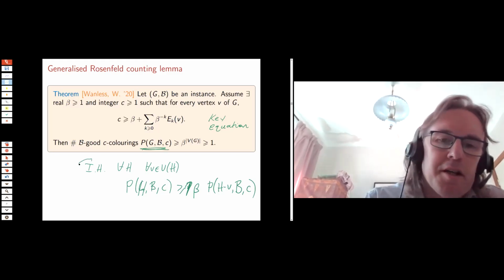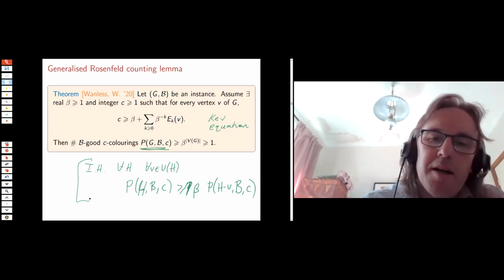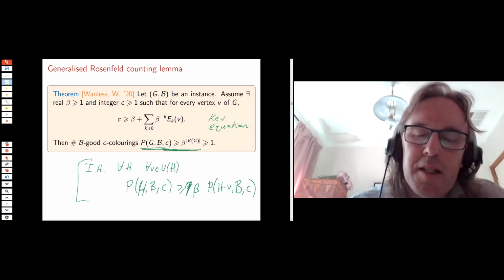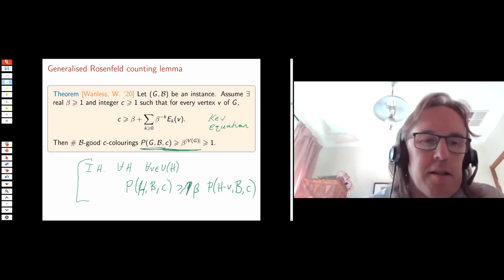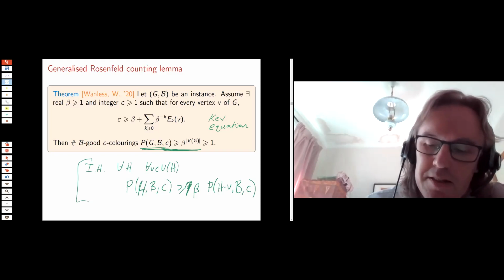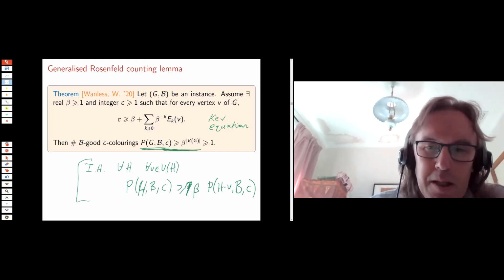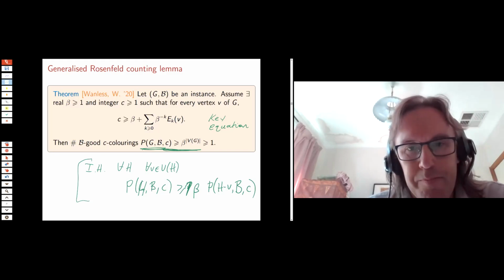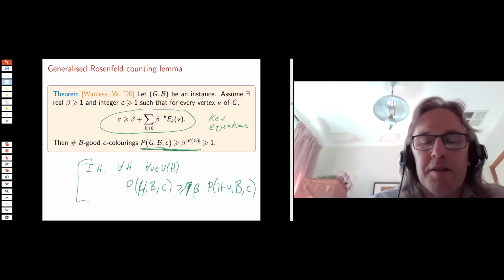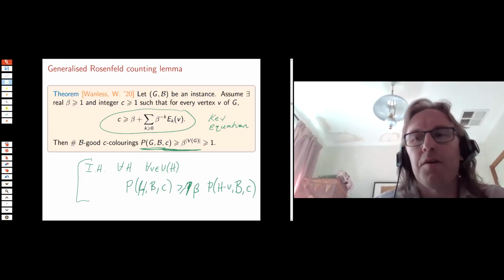And so this induction hypothesis immediately implies the theorem that the number of B good colorings of the entire hypergraph is beta to the number of vertices. And of course, this is at least one. So there definitely exists at least one B good coloring. But this is the equation that matters, because this is the equation that enables the induction hypothesis to go through.